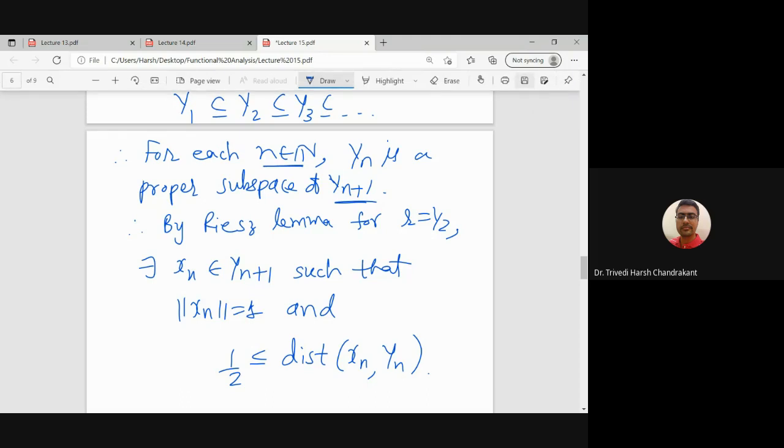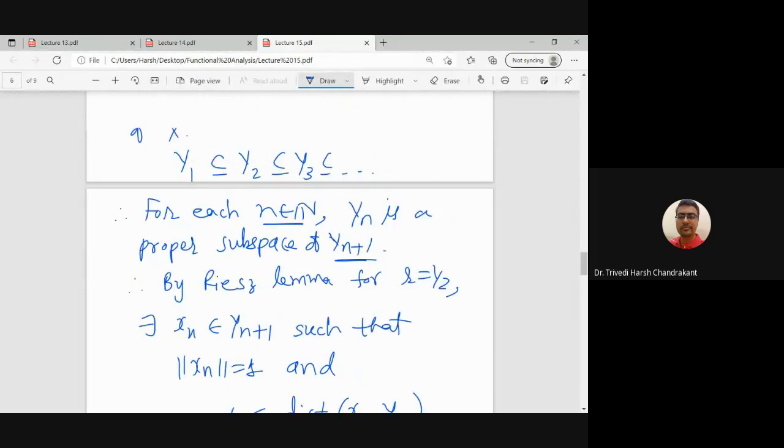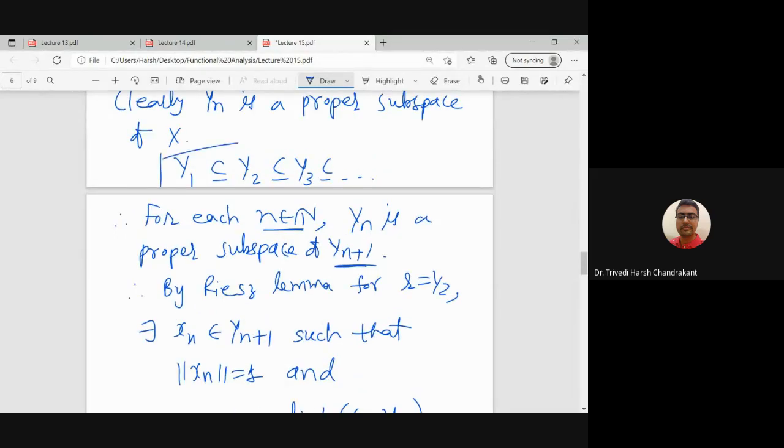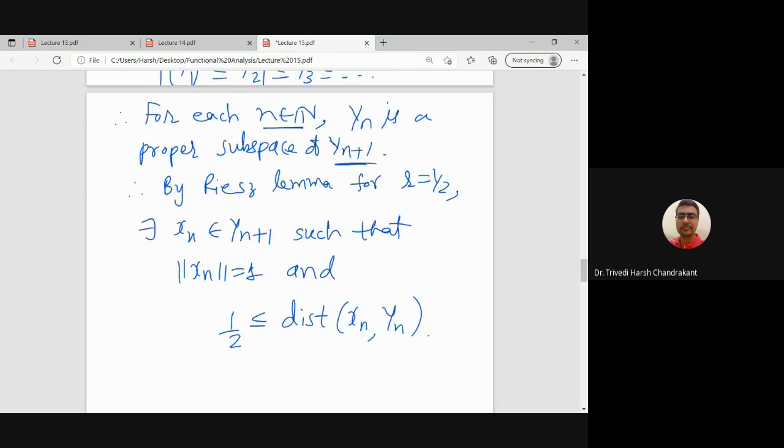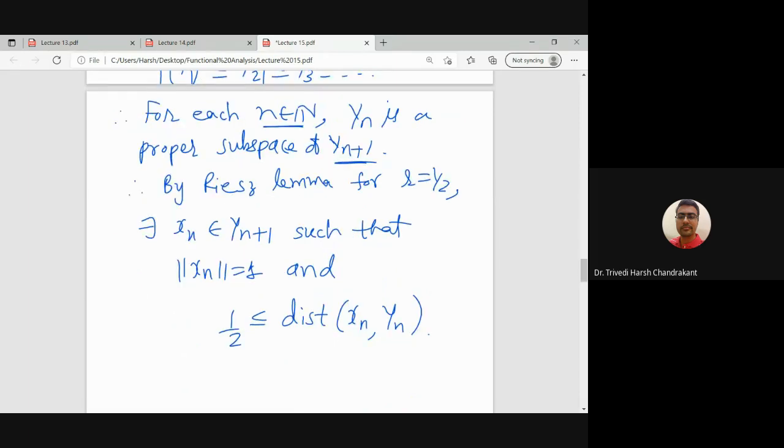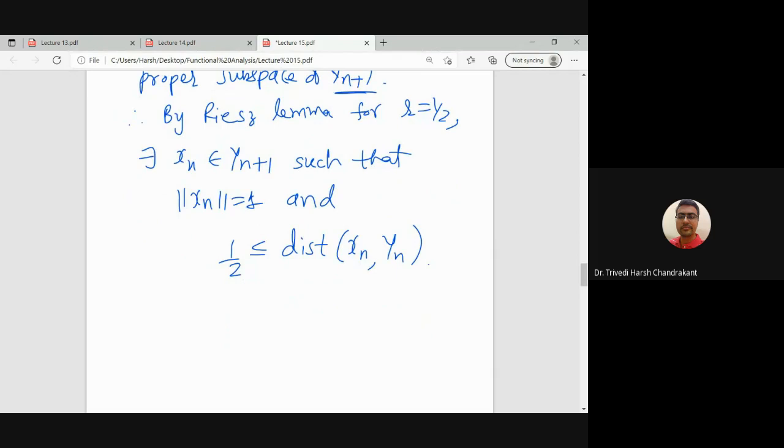So instead of comparing X and Y, we are comparing Yn and Yn plus 1. For example, Y1 is a proper subspace of Y2 because Y2 is two-dimensional and Y1 is one-dimensional. So there exists one vector here whose norm is 1 such that its distance from Y1 is greater than or equal to half. Similarly, for every n we can do this.